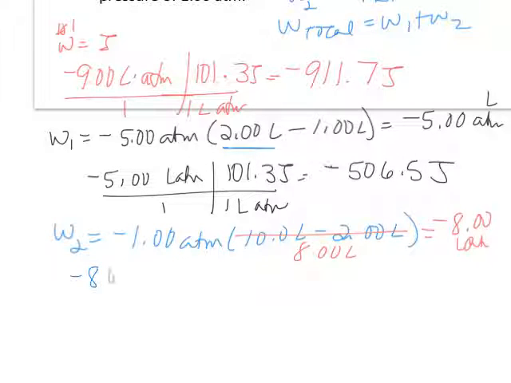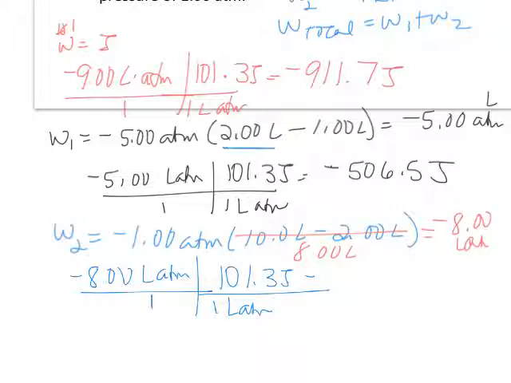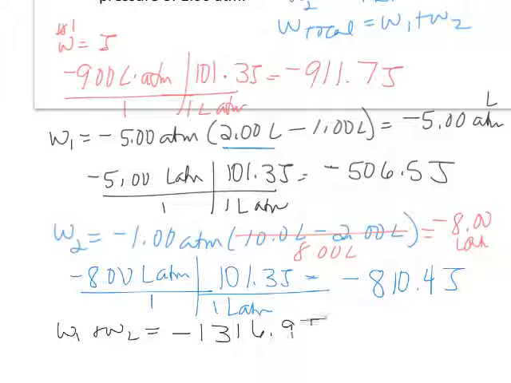So negative 8.00 liter atmosphere over 1. For 1 liter atmosphere, we have 101.3 joules. And what does that equal on our calculator? Negative 8 times 101.3. We get negative 810.4 joules. And if we add work 1 plus work 2, we get negative 1,316.9 joules.